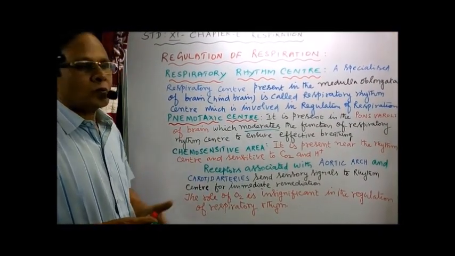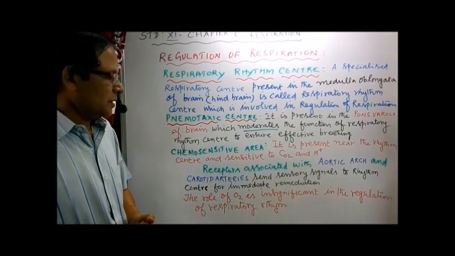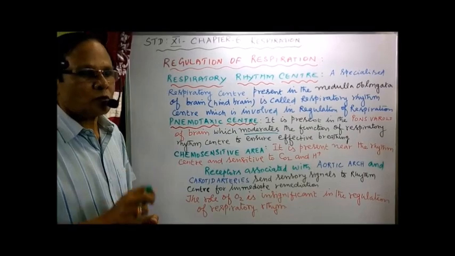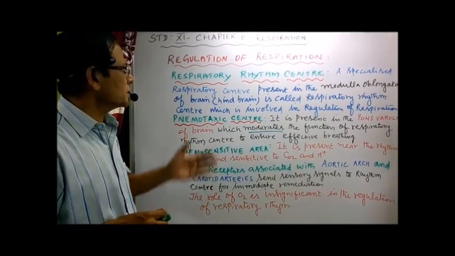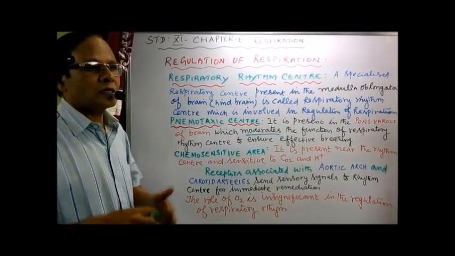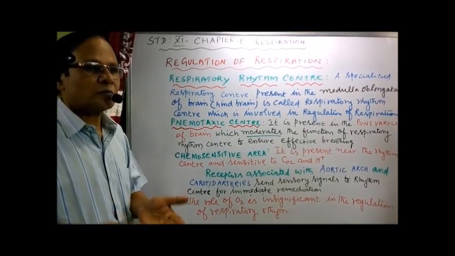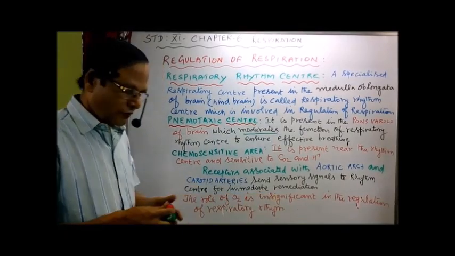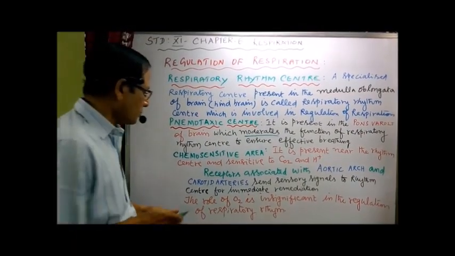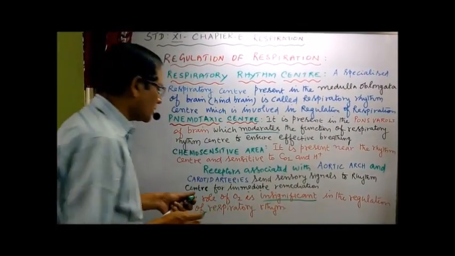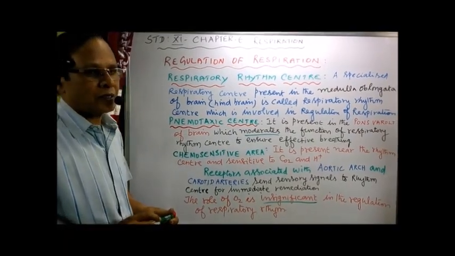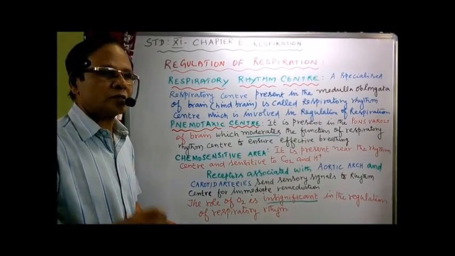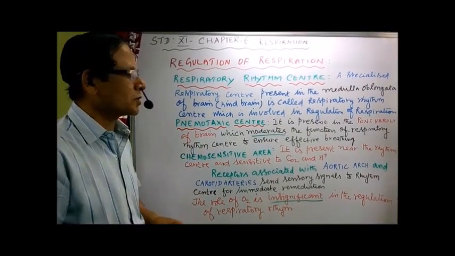Now, the role of oxygen is insignificant in the regulation of respiration. There is no role played by oxygen. The respiratory center is not stimulated by the concentration of oxygen, or we can say the partial pressure of oxygen. That's why I said the role of oxygen is insignificant. There is no role played by oxygen in the regulation of respiratory rhythm, inspiration and expiration. Mainly carbon dioxide and hydrogen ions are responsible for regulating the respiration process.